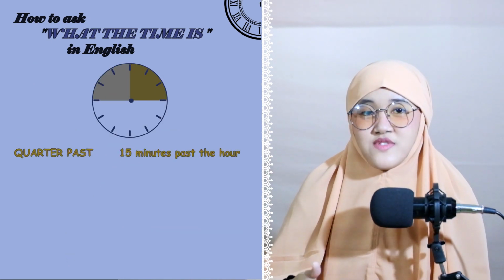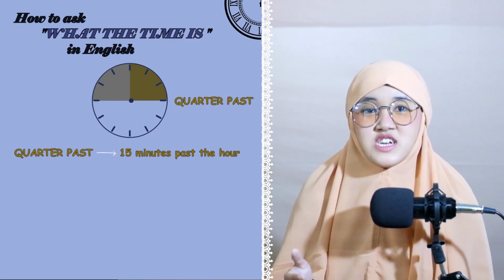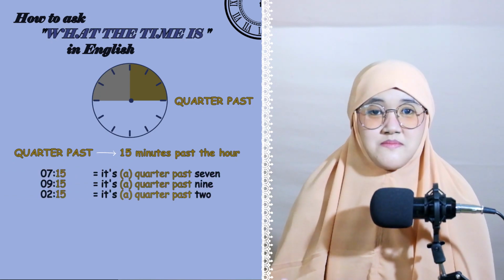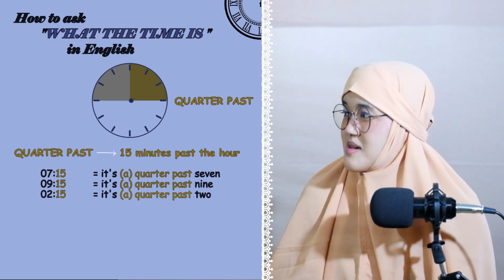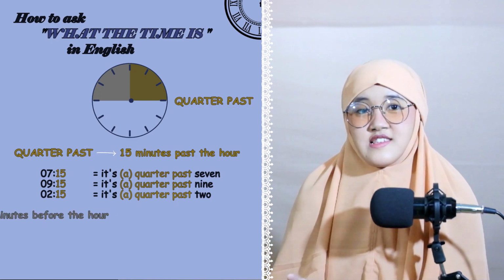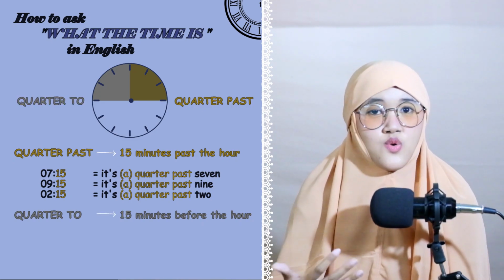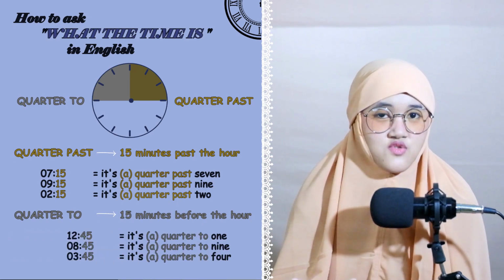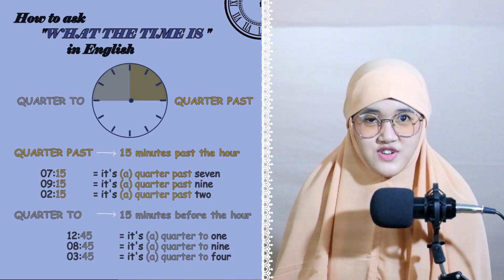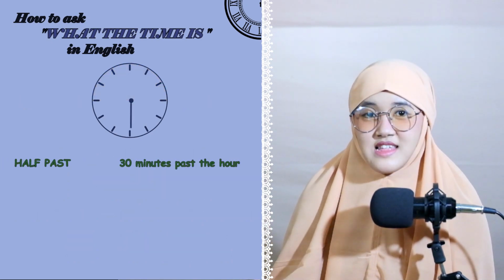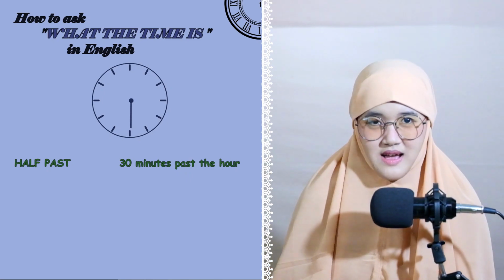When it is 15 minutes past the hour, we normally say "quarter past." It's quarter past 7. It's quarter past 9. It's quarter past 2. When it is 15 minutes before the hour, we normally say "quarter to." It is quarter to 1. It is quarter to 9. It's quarter to 4.